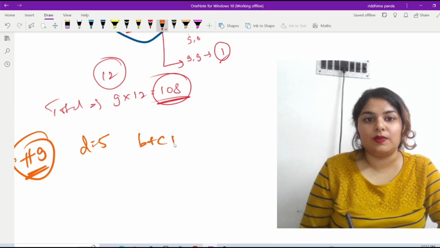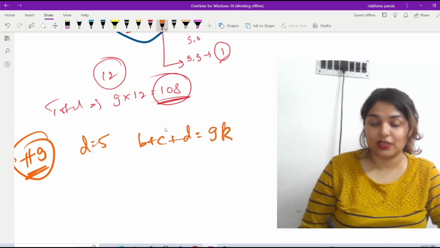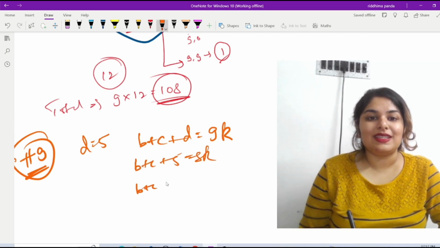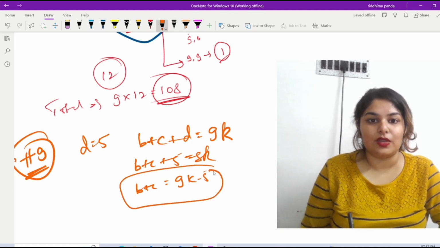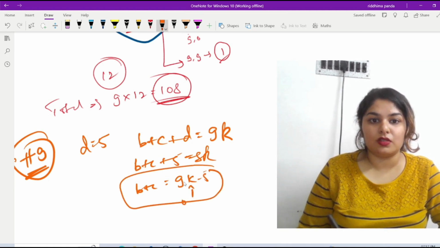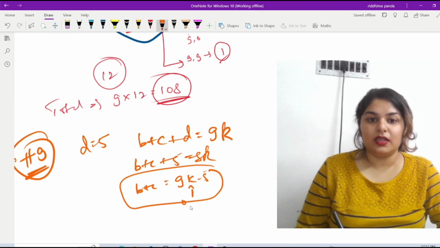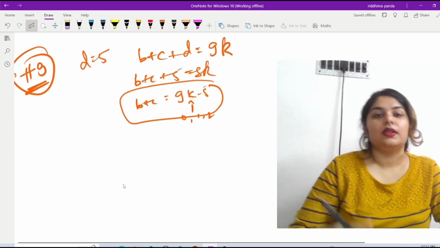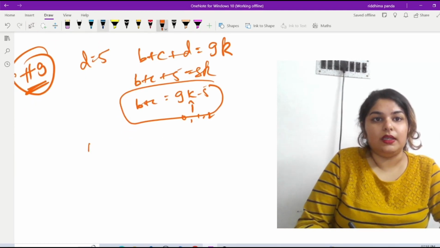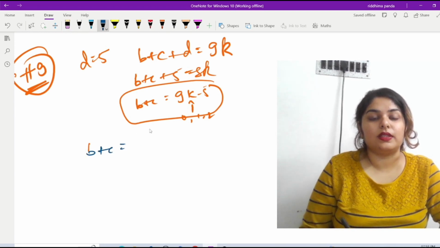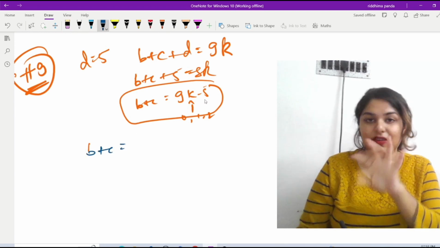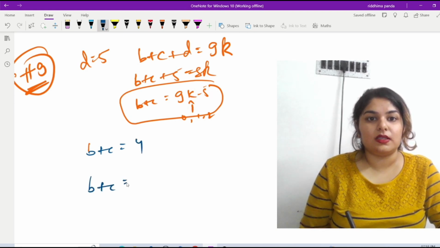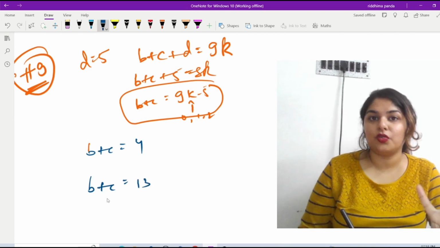So the equation is B plus C plus D is equal to 9K, so that it is a multiple of 9, and B plus C plus 5 is equal to 9K. So B plus C is equal to 9K minus 5. This is the equation. Now the values of K we are going to put, so that it is divisible by 9, are 0, 1 and 2. So first, B plus C is equal to 9 times 0 minus 5, which is not possible. From 1, 9 times 1 is 9, minus 5, so 4. Another one is B plus C is equal to 18 minus 5, that is 13. So these are the two combinations.